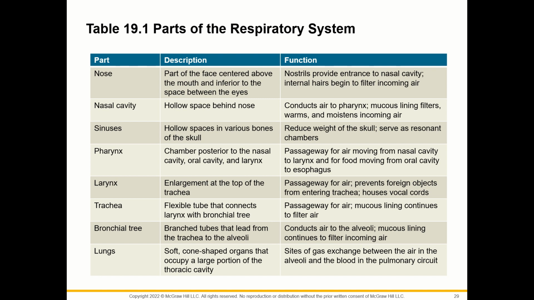So this is the table that reviews the parts of the respiratory system. And so you have that for your study purposes.